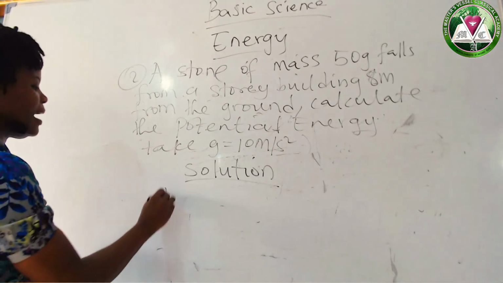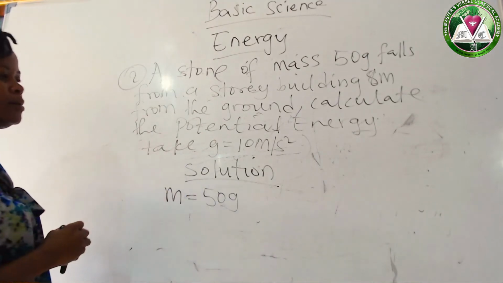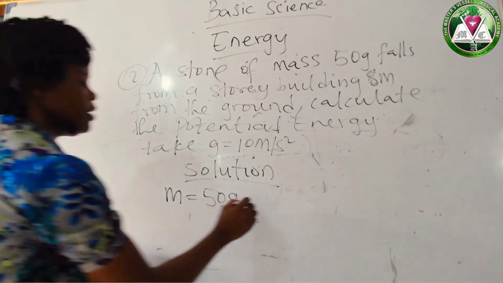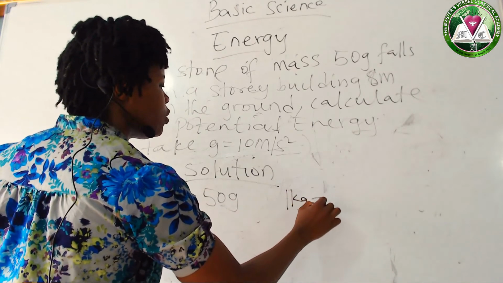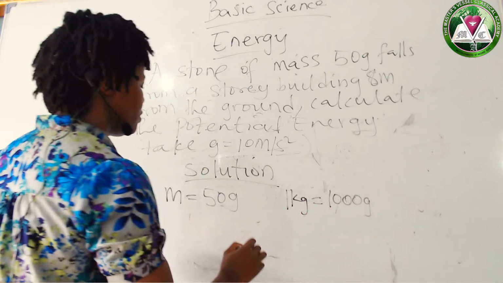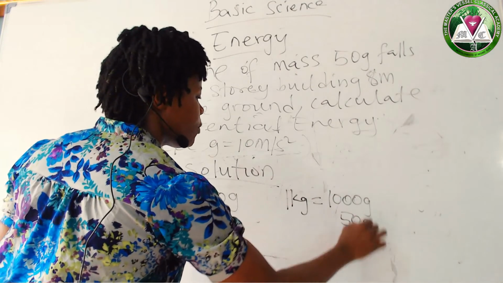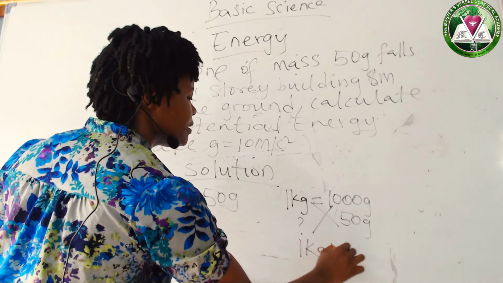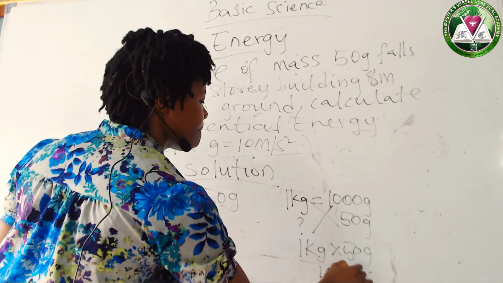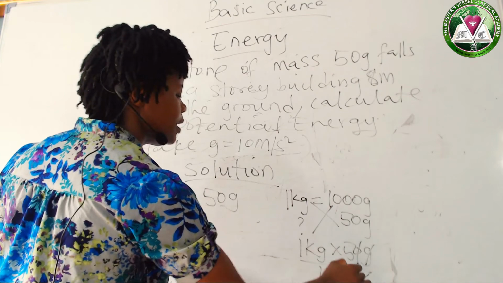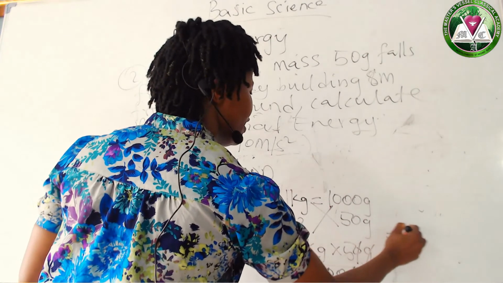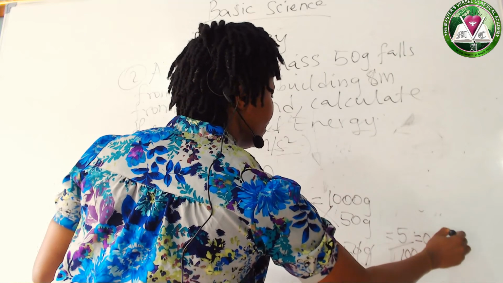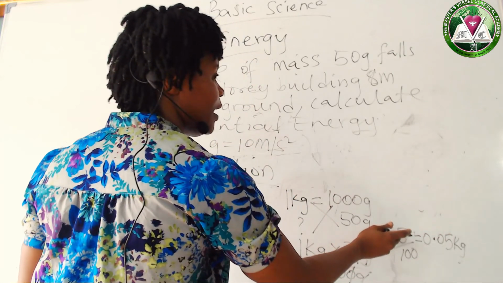A stone of mass 50 grams. Now, here we'll do a little conversion, converting this grams to kilogram. Knowing too well that we said that 1 kilogram is equal to 1,000 grams. Then this 50 grams will be equal to what? We have 1 kilogram times 50 grams over 1,000. Gram will cancel gram, zero will cancel zero. Then you are left with 5/100, which is equal to 0.05 kg.